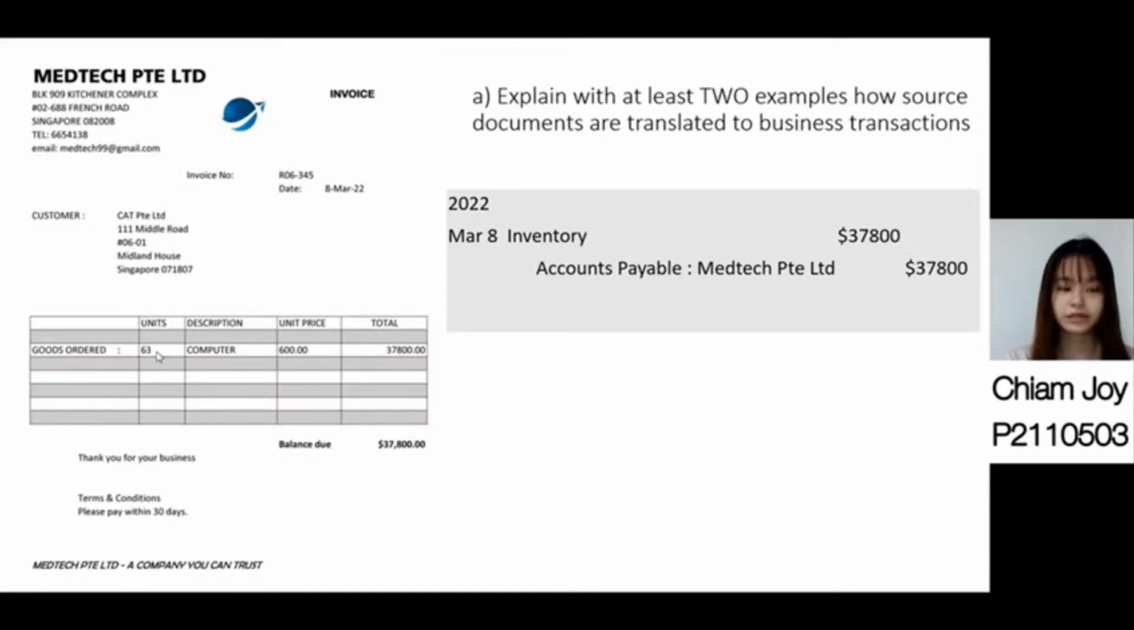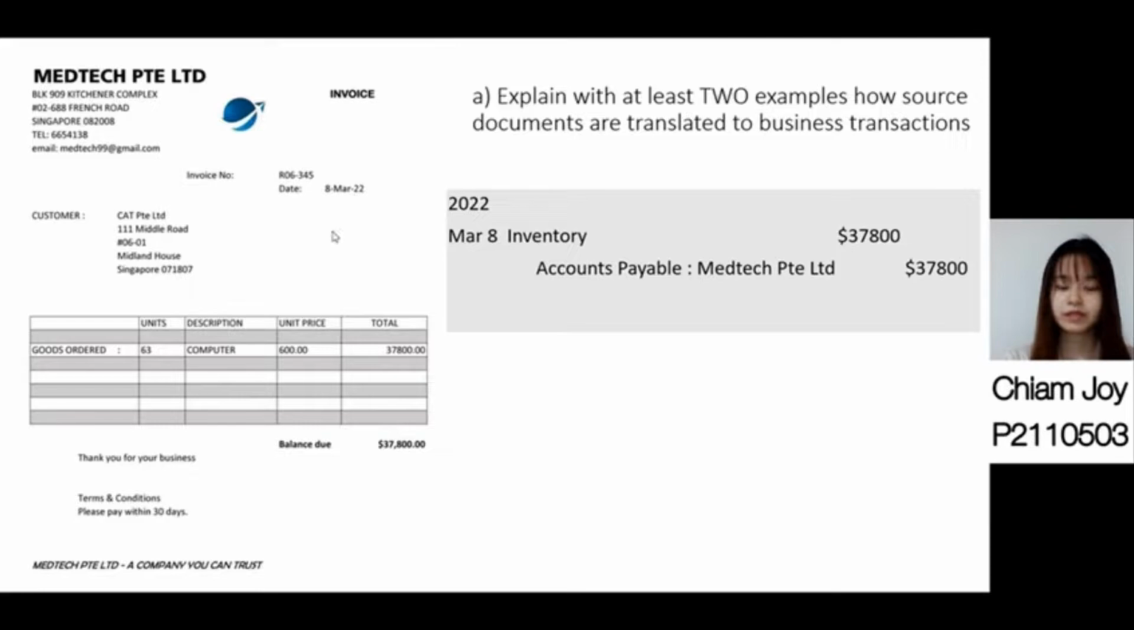We have ordered 63 computers amounting to $600 each. So we have to take 600 times 63 in order to get $37,800, which is our total bill. We can also see that we have made this purchase on the 8th of March 2022.